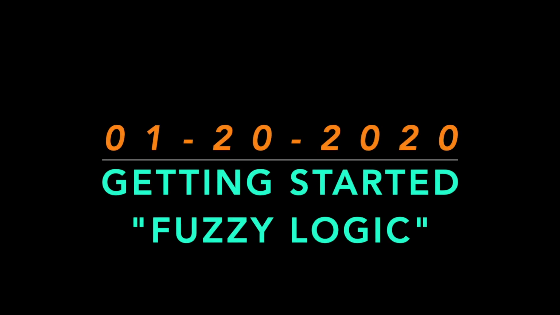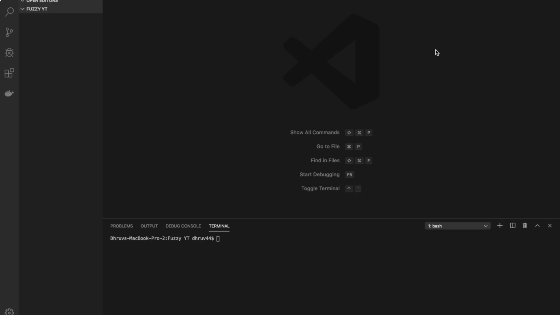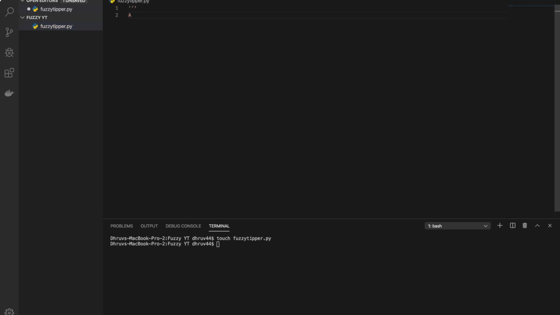This is Dhruv here, and today we are taking a look at how to make a most basic fuzzy logic system in Python. I hope you all are familiar with the theory of fuzzy logic because here we will just focus on the coding part. So we are taking a look at the tipper problem.